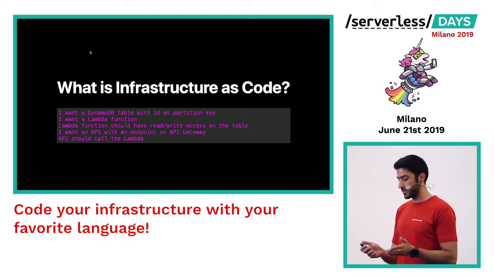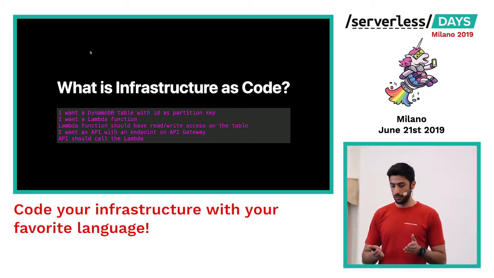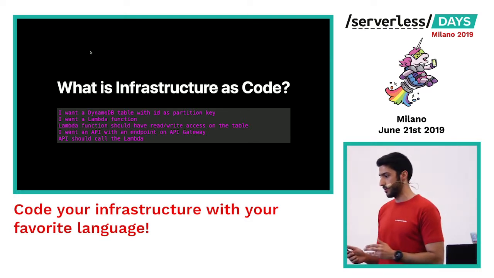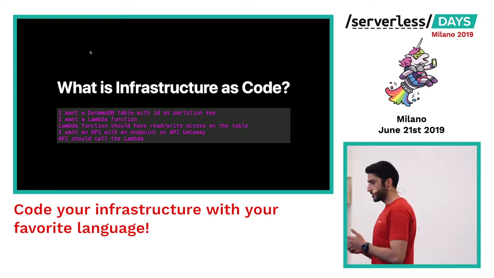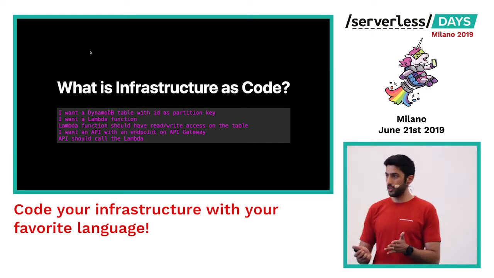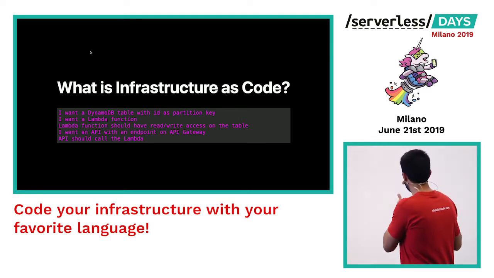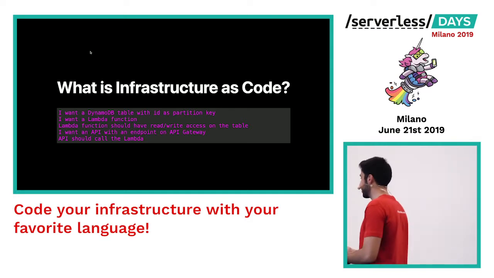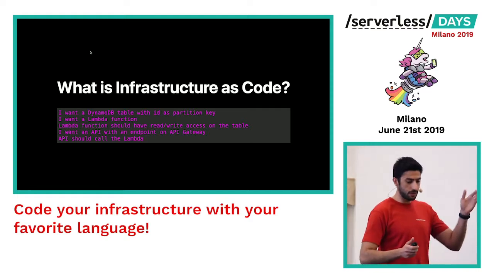We use AWS, and of course our resources will be Lambdas, DynamoDBs, even CodePipelines, everything that we have on AWS. When we start a product, the first thing we do is define the architecture, and we write what we need in a document. I want a DynamoDB table with this ID as a partition. I want a Lambda that has write and read access to this Dynamo, and so on.